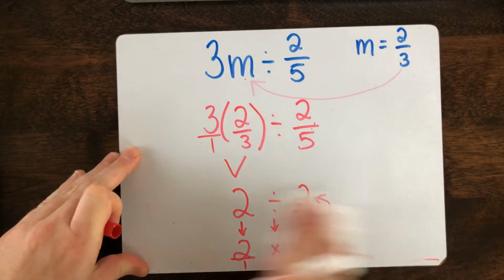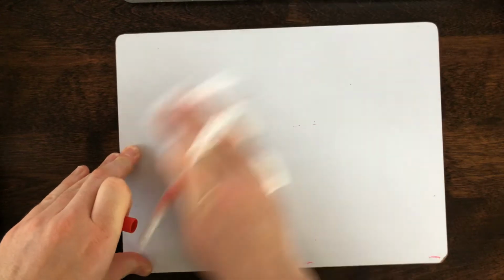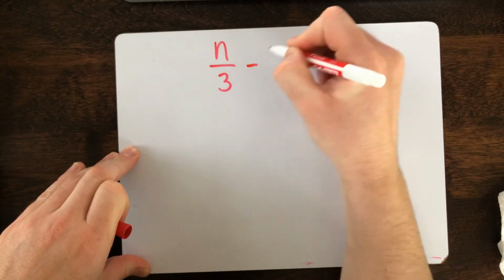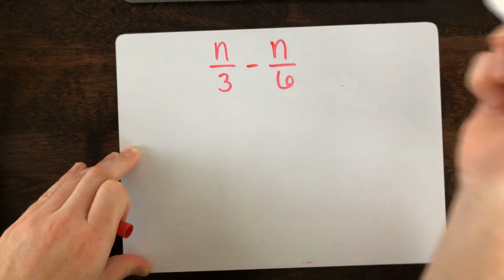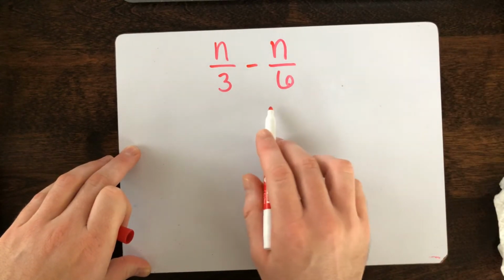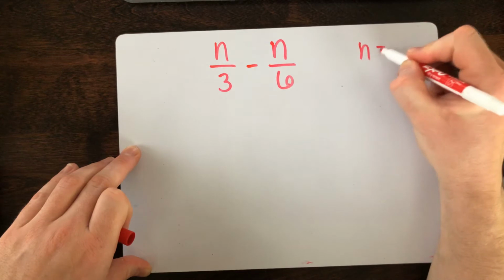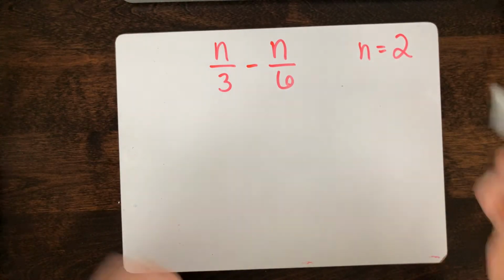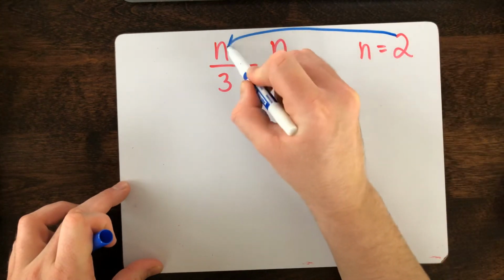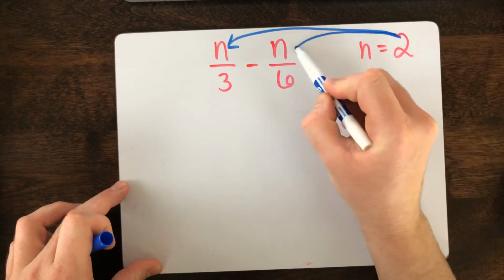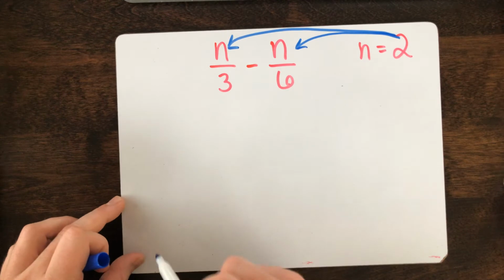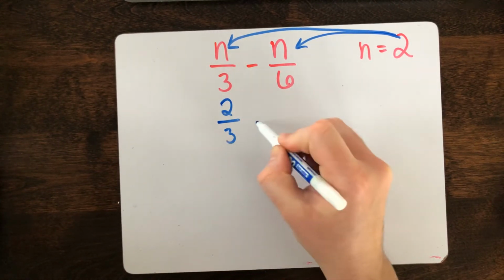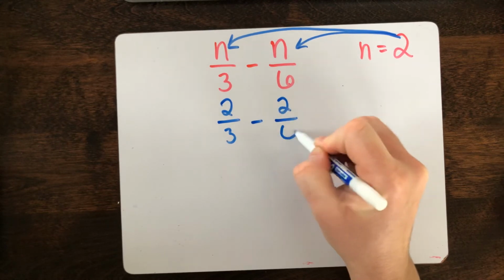Let's look at the second problem. The second problem was n/3 minus n/6, and solve or evaluate this expression when n equals 2. So since we know that n equals 2, we can plug in 2 into n here and then plug in 2 into n there. And our expression ends up looking like 2/3 minus 2/6.